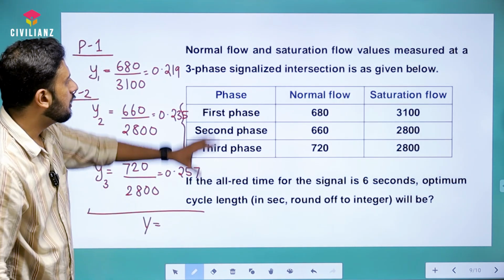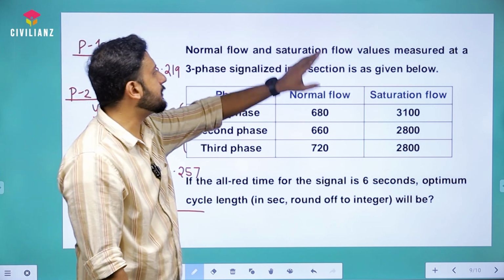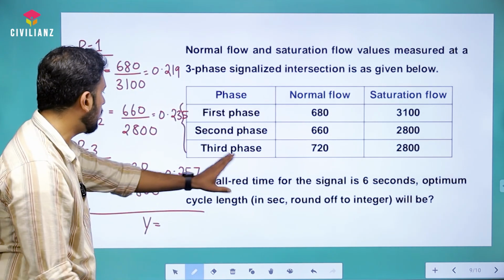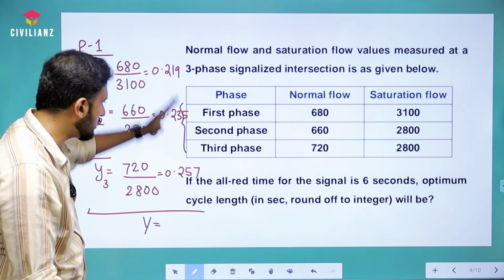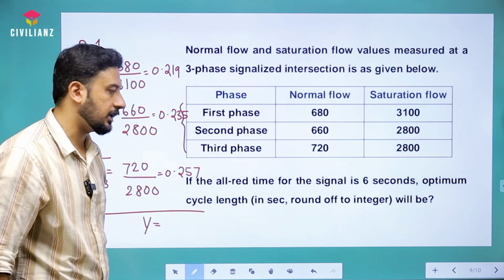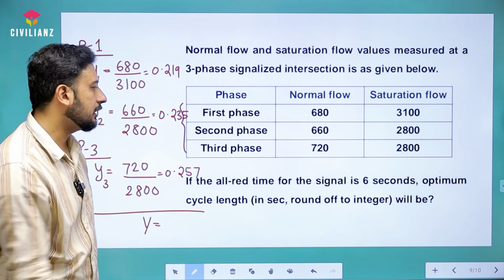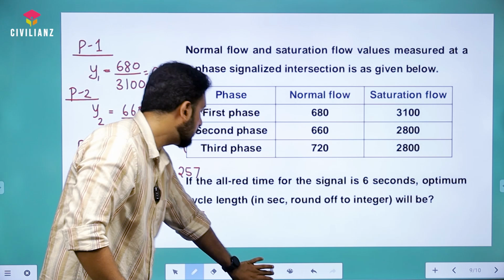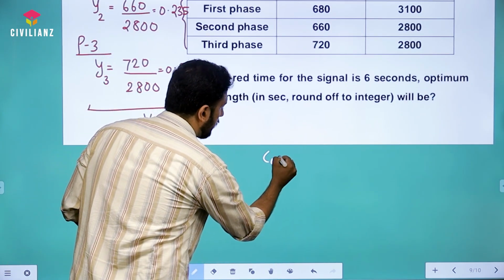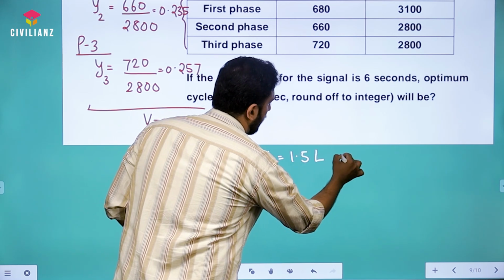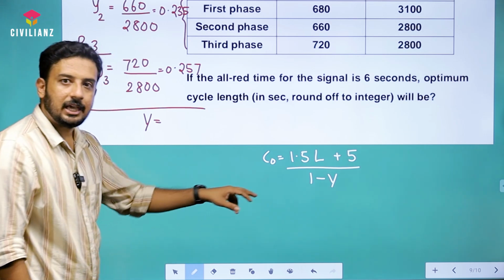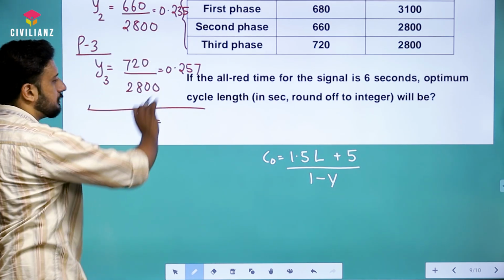Right or not? Yes. Now look at the data again. The normal flow and saturation flow values measured at a 3-phase signalized intersection are as given below. We have calculated the capital Y also. If the altered time for the signal is 6 seconds, the optimum cycle length will be? How to calculate the optimum cycle length? C naught is equal to 1.5 L plus 5 divided by 1 minus Y. Now this capital Y we can calculate. How? We just have to add all these things.